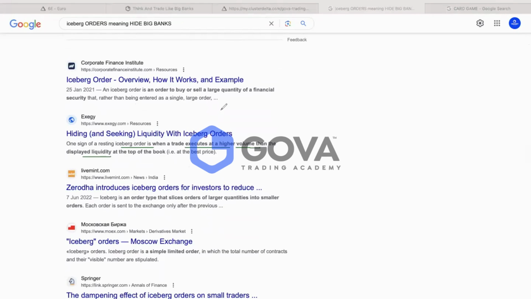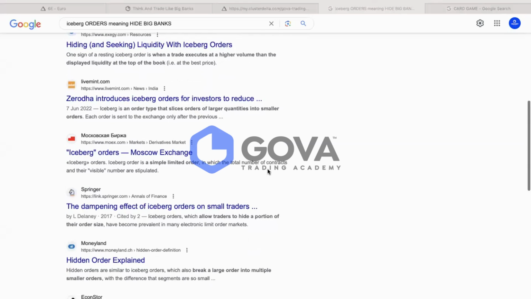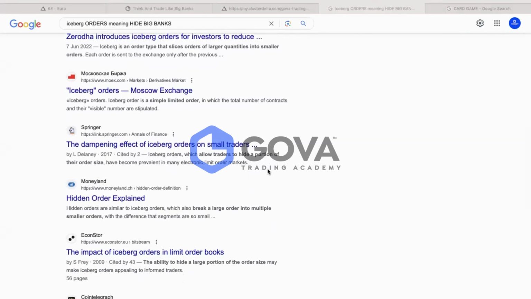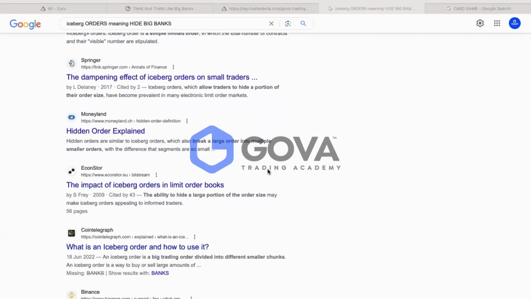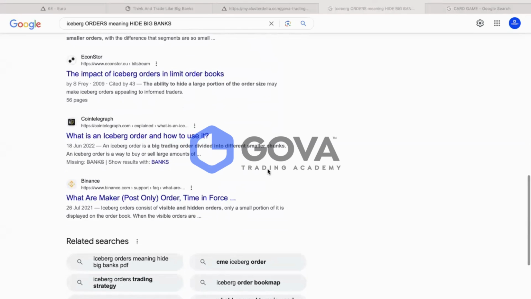But I believe you guys are getting my point. The point here is big banks usually trade big amounts, but they usually divide it into smaller pieces so that you won't see the transaction. Can you see here? An iceberg order consists of visible and hidden orders. Done by who? Done by big institutions, okay?